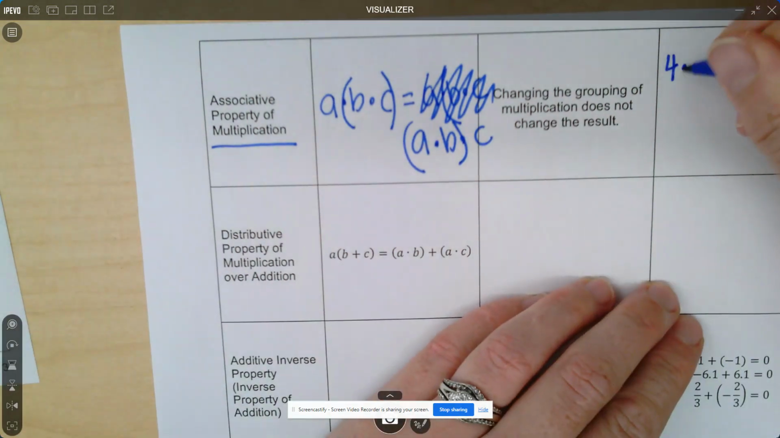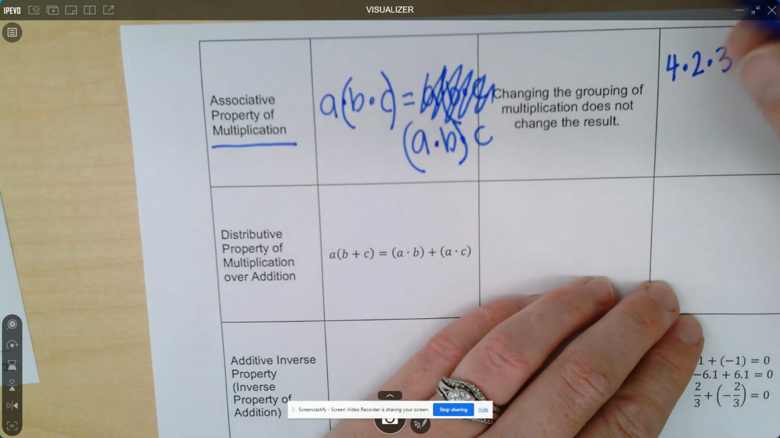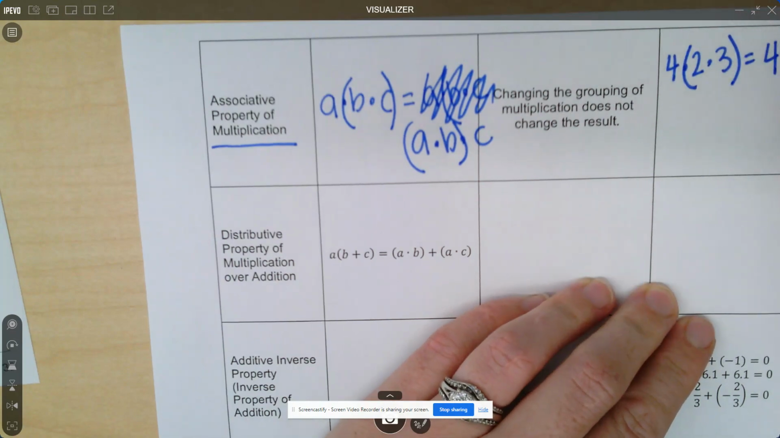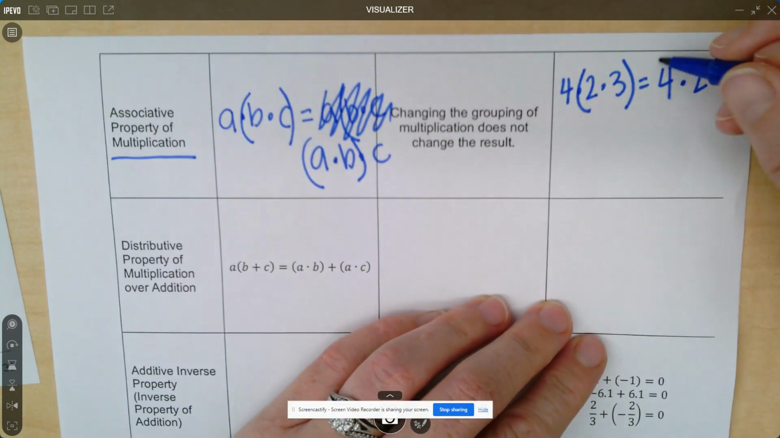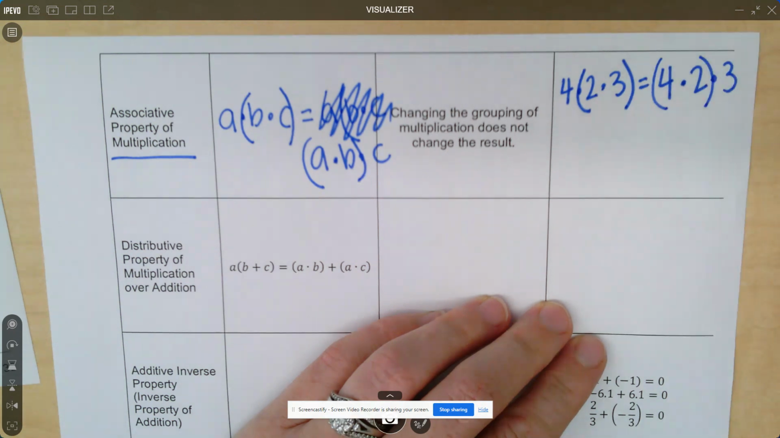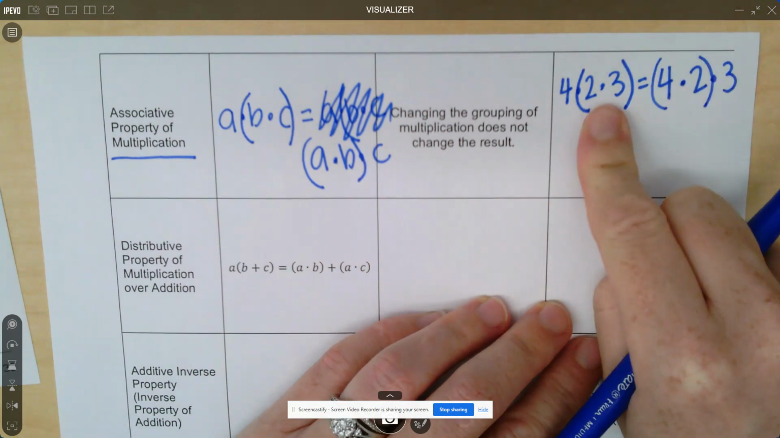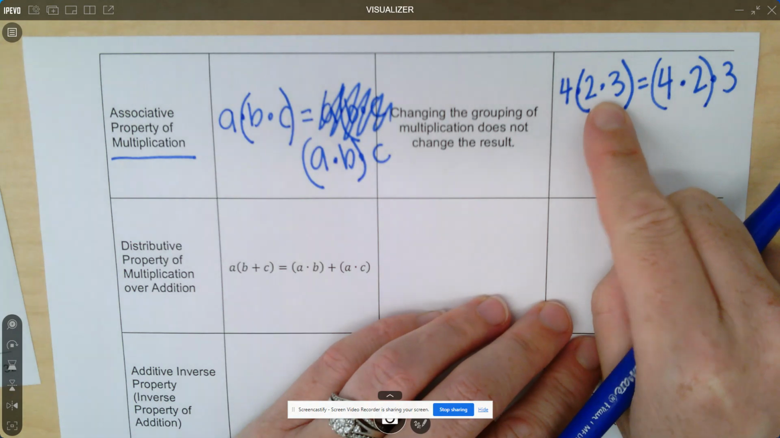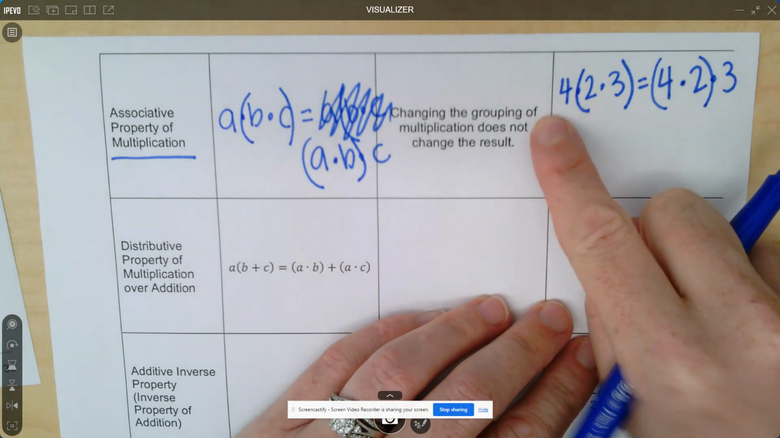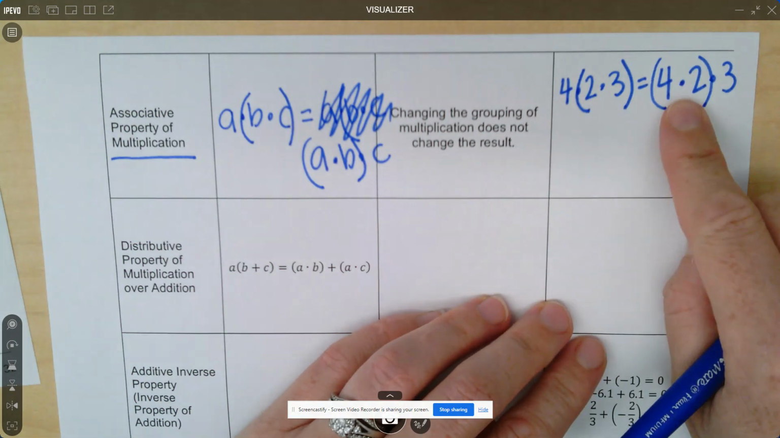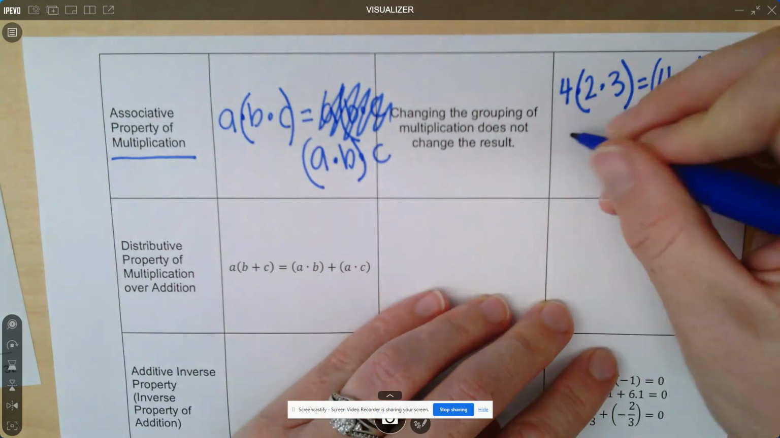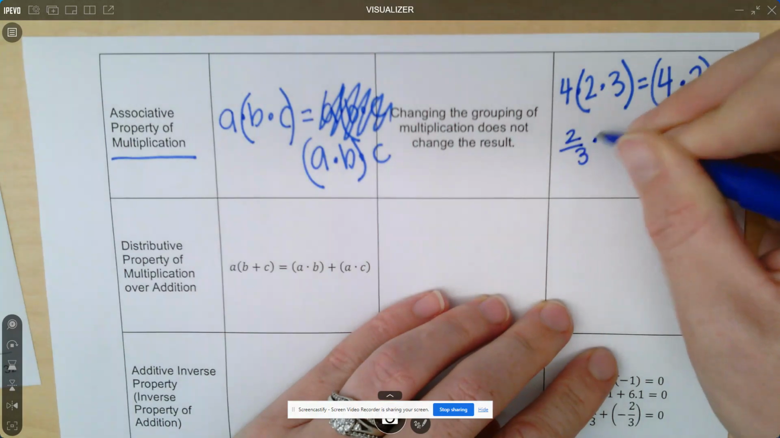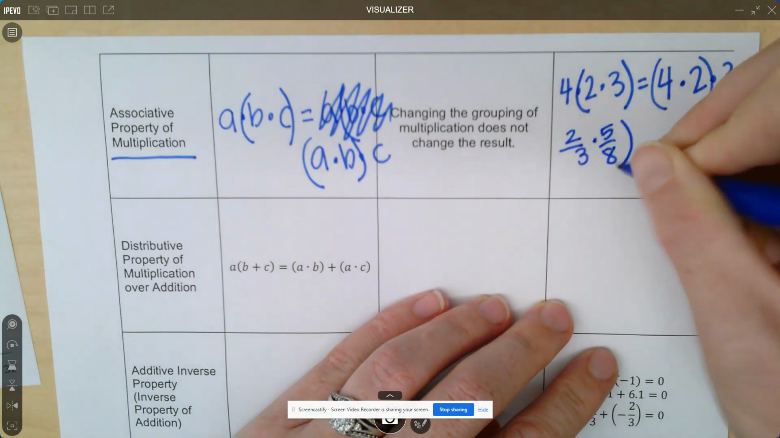So if I have 4 times 3 times 2, where I have the 2 and the 3 being multiplied together, I have 4 times 2 times 3, and then I have the 4 and the 2 being multiplied together. Here I'm still multiplying the 4 times the 2 to get me 6, and 6 times 4 is 24. Where here I multiply the 4 and the 2 together first to get 8, and 8 times 3 is also 24. And this works with all types of numbers.